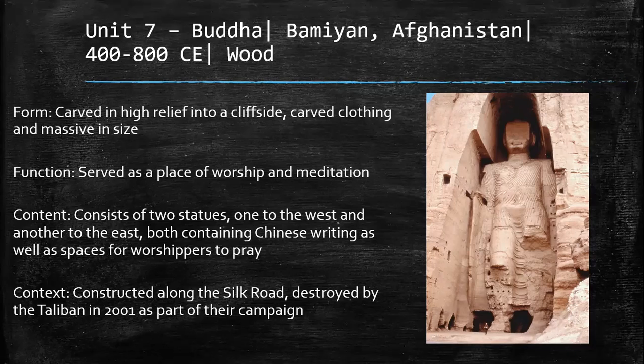Now, this Buddha in particular, you can see his face is missing, his legs are off. This is due to the context of the piece, as it was attacked by Taliban forces in 2001 as part of their campaign against Buddhism. But still you can get the general form of the piece, in that it was made to represent Buddha and not necessarily be idealized or non-idealized. So it's just representing Buddha and their religion at the time.